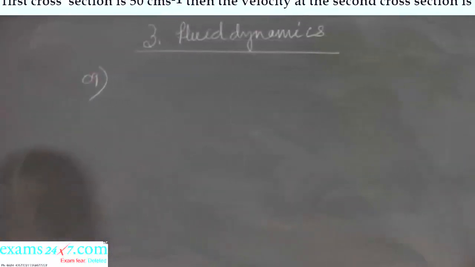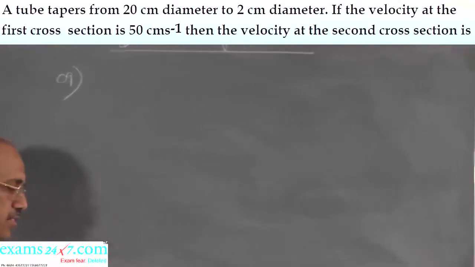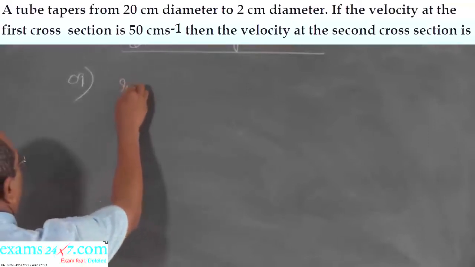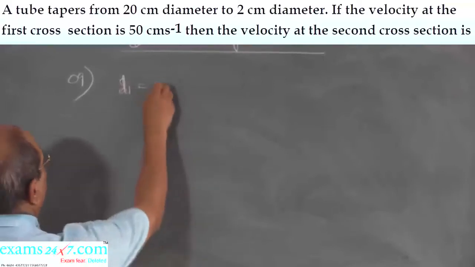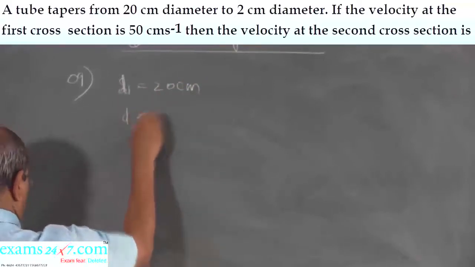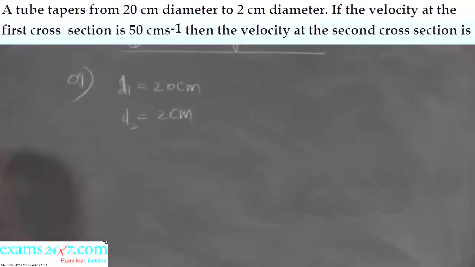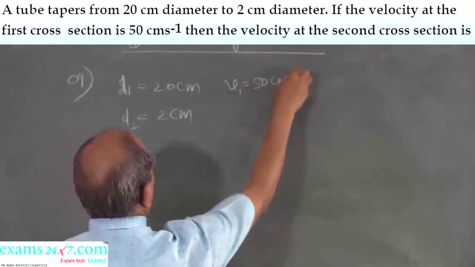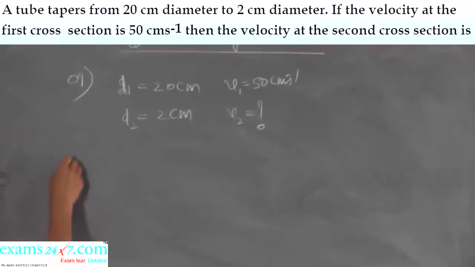A tube tapers from 20 centimeter diameter to 2 centimeter diameter. If the velocity at the first cross section is 50 centimeter per second, what is the velocity at the second cross section? The given diameter D1 is equal to 20 centimeter, D2 is equal to 2 centimeter. If the velocity at the first cross section is 50 centimeter per second, the velocity at the second cross section is how much? It's a level 2 question.